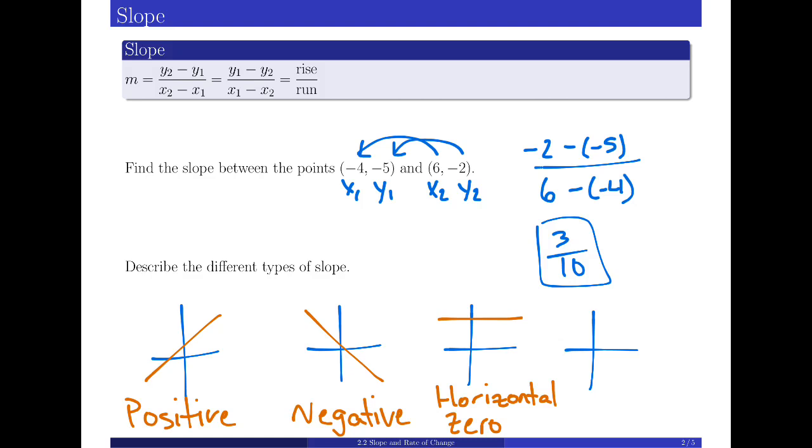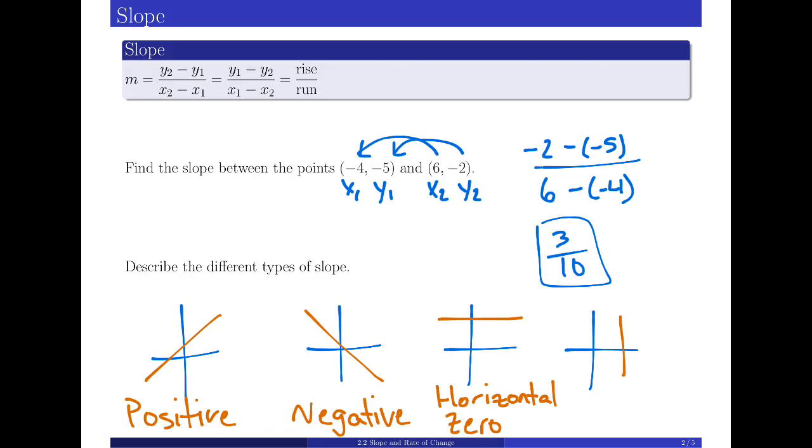Some people will say that that's no slope, and I don't know that I'm a fan of that, because it does have a slope. Its value is 0. That doesn't mean there's no slope and we can't describe what it is. It does have a slope. Its slope is 0. So I don't like the phrase no slope, so try to use horizontal or 0.